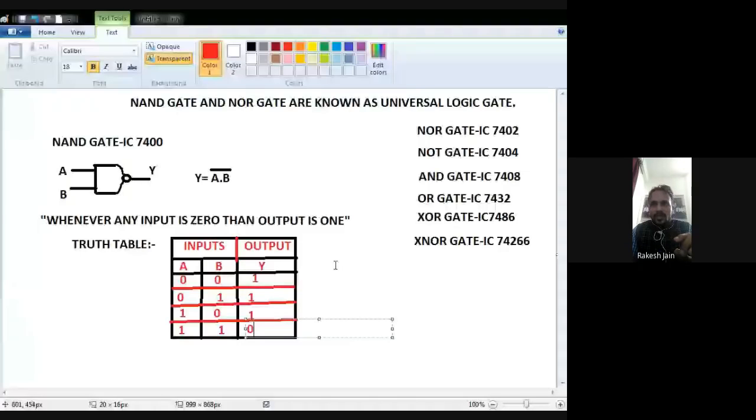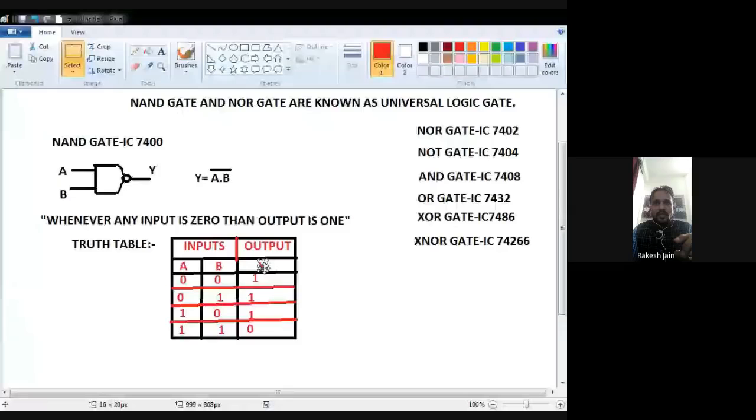So this is the basic truth table of the NAND gate: IC number, symbol, definition, equation and truth table. So all about the NAND gate is completed. The basics of the NAND gate are completed.